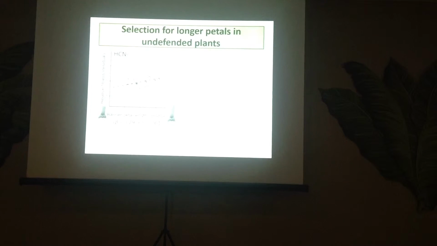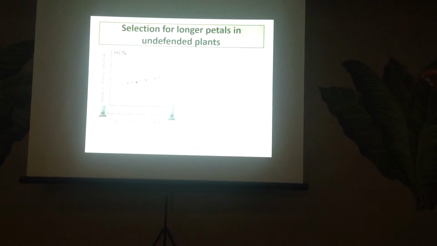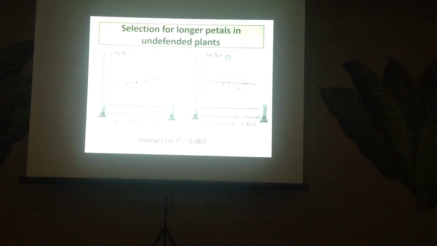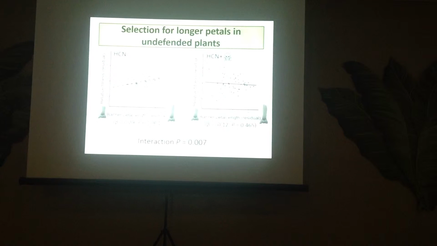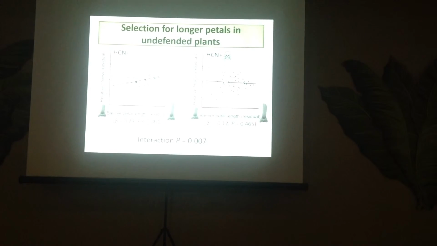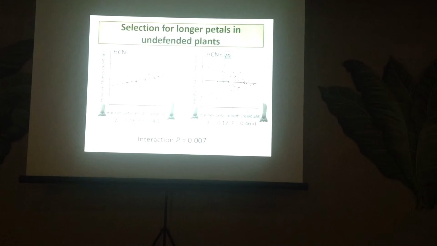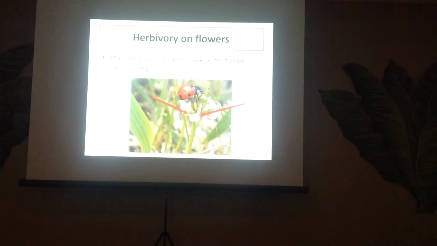So when we looked at selection on the length of banner petals in undefended plants, we saw pretty strong selection for longer banner petals. But when we looked at plants with defense, we found that there was no selection on banner petal length, and the interaction p-value is significant here. And so I'm just going to speculate about what I think is going on.